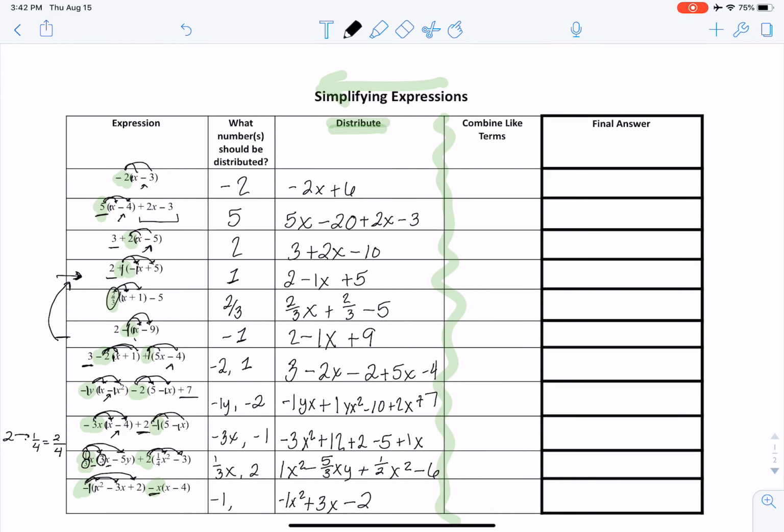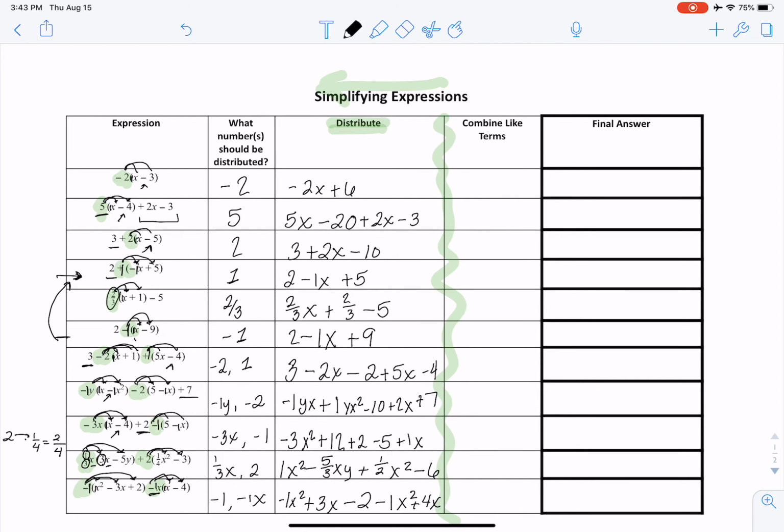Now we're going to distribute this -x. But remember, if there's no number, you can put a 1. So -1x. All right? -1x times 1x. Negative times positive is negative, and x times x is x squared. -1x times -4. Negative times negative is +4. Carry the x.